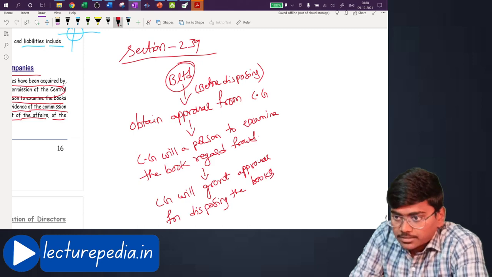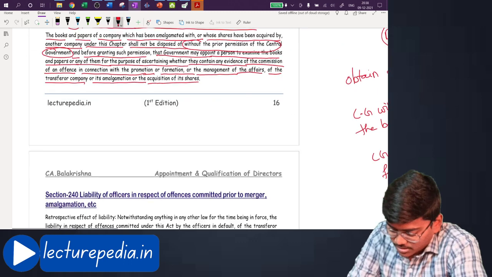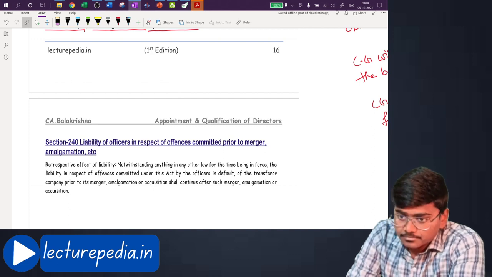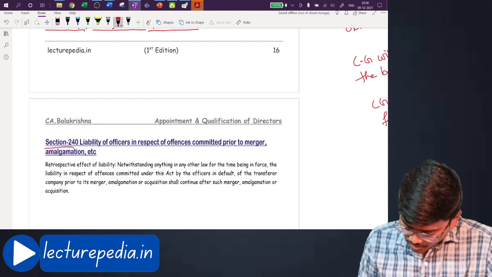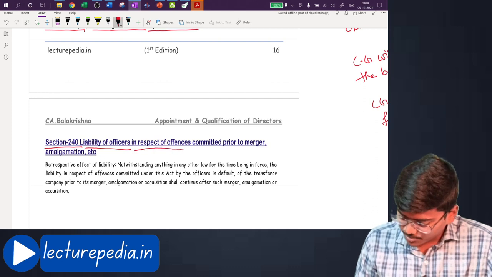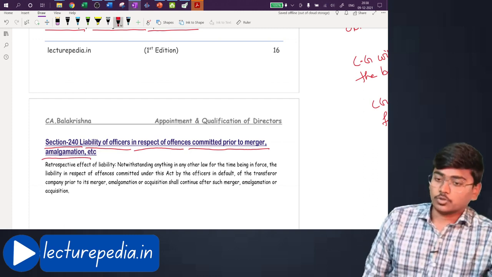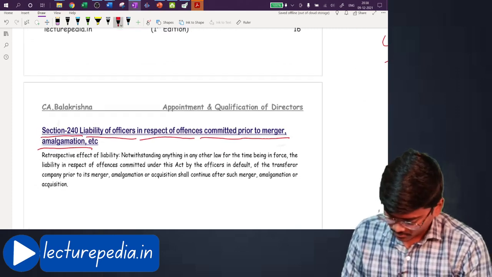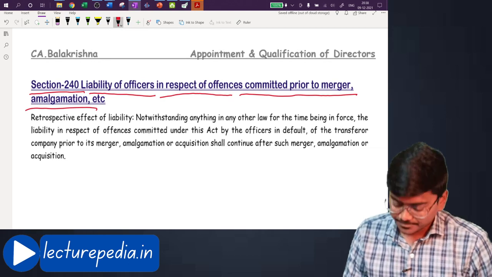Hope you are done. Moving to the next section, that is section 240. A small section again. Section 240. Liability of officers in respect of offences committed prior to merger or amalgamation. Okay, let us read it. After that, I will explain it to you.